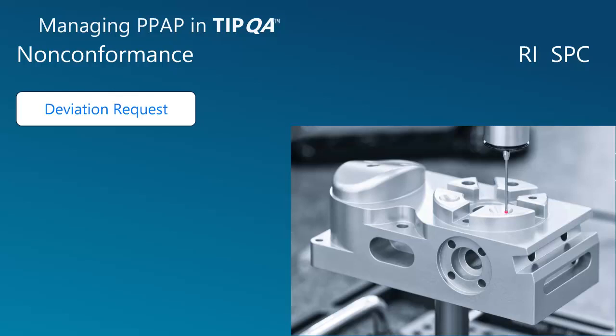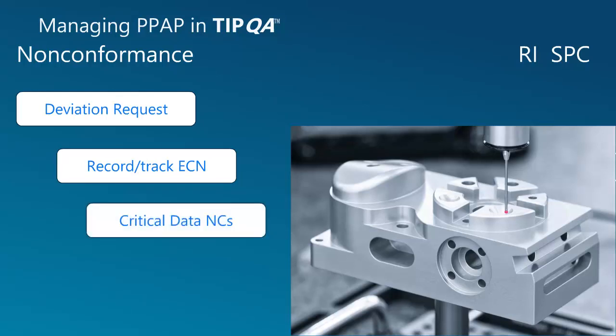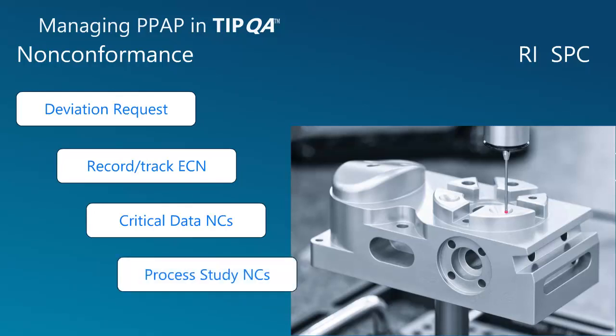Various process studies, when performed, may require ECNs to be generated. Critical data collected could, upon analysis, result in the need for an NC to be created to correct a design characteristic or a process flow. When these occur, the modules in TIPQA are able to generate an NC for that discrepancy immediately and directly.